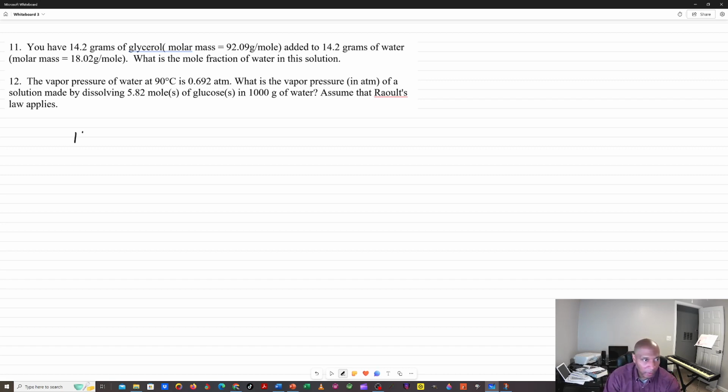Okay, so I'm going to take 14.2 grams of glycerol times 1 mole. Since I'm trying to get moles, I'm going to put that in the numerator of my conversion factor fraction, divided by 92.09 grams. I'm going to put that in the denominator of my conversion factor fraction. 14.2 divided by 92.09. That's going to give me 0.154197 moles of glycerol.